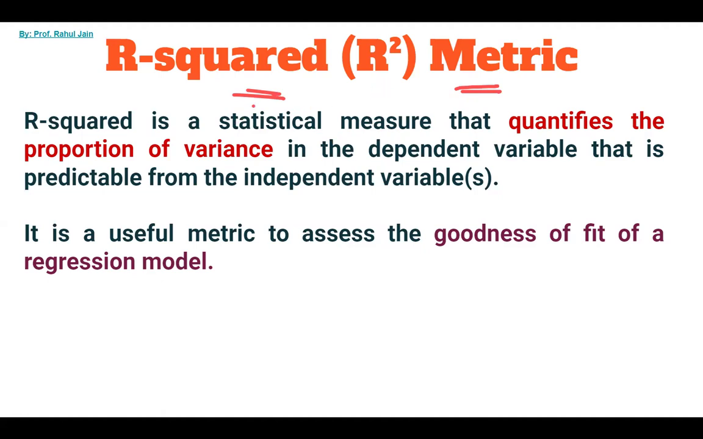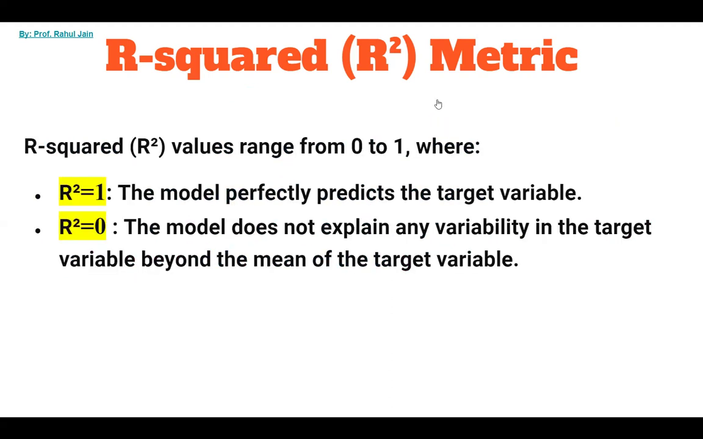So basically, R squared is a statistical measure that quantifies the proportion of variance in the dependent variable that is predictable from the independent variable, right? So basically, it is a useful metric to assess the goodness of fit of a regression model, right? So let's begin with it.